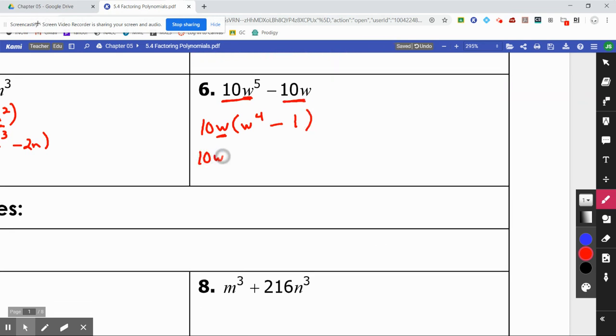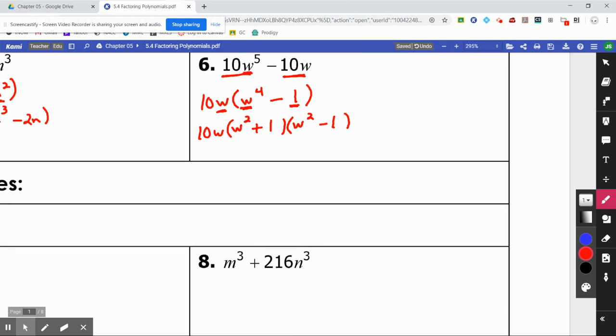Is the inside of the parentheses difference of squares? Yes, because this is a perfect square and this, conjugates. This is a perfect square because w squared times itself gives you w to the fourth. Then you have a positive 1 and a negative 1, or 1 times 1 gives you the 1. However, we're not done because look what I have here. Difference of squares again. A lot of times when you're factoring a w to the fourth or w to the eighth or something like that, you might end up having to do this twice.